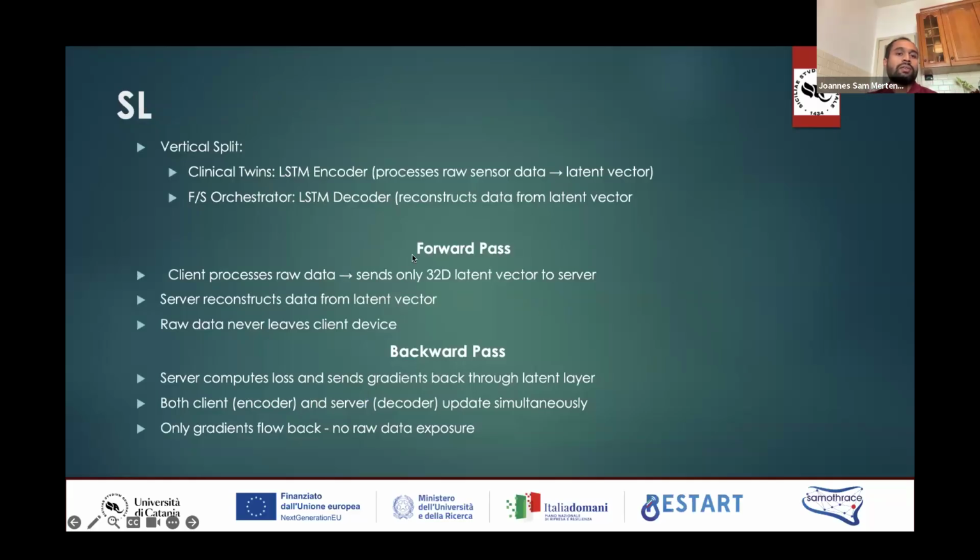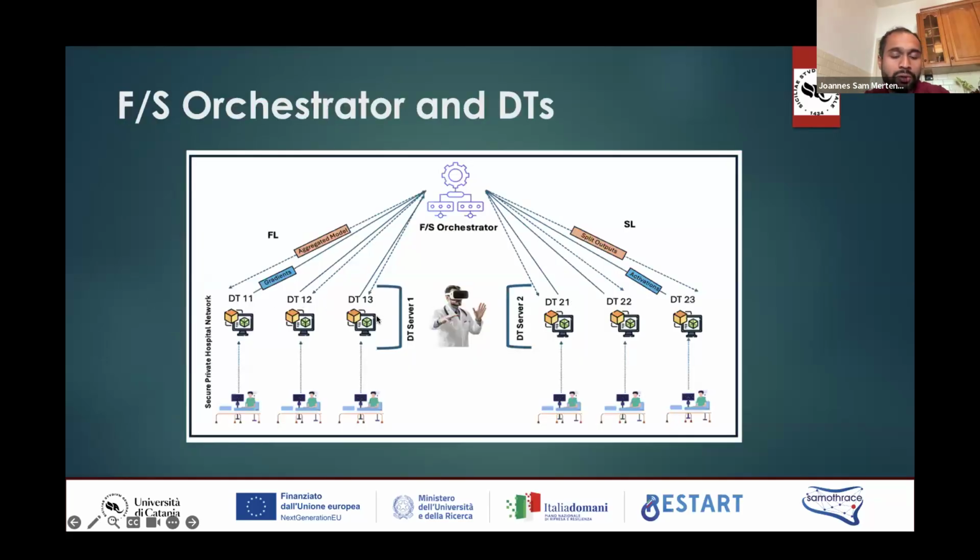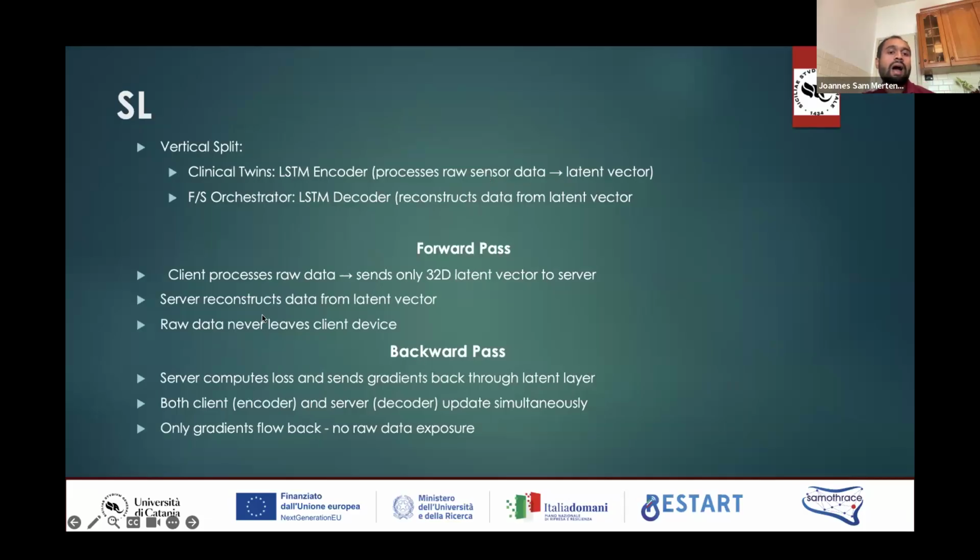So, yeah, this is when you have the split learning, and here we actually had an autoencoder. Like in the previous work, we had the encoder and decoder. So the encoder was in the digital twins, in the DT11 or DT12, and the decoder in the orchestrator. Okay. So only the activations are sent forward. Okay. And there is no raw data that is sent from the digital twin.